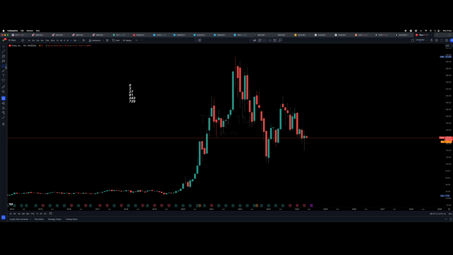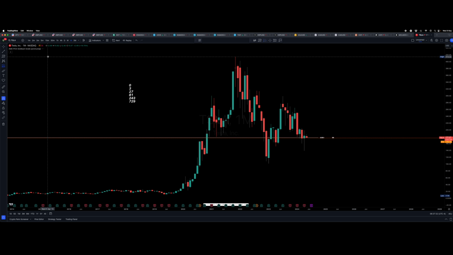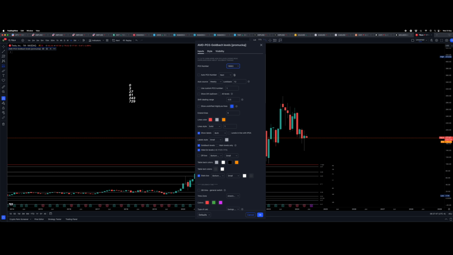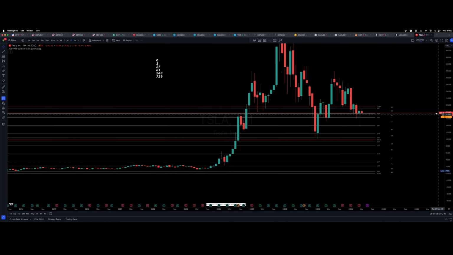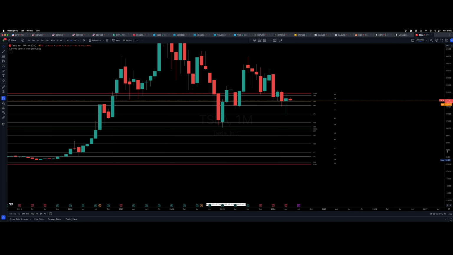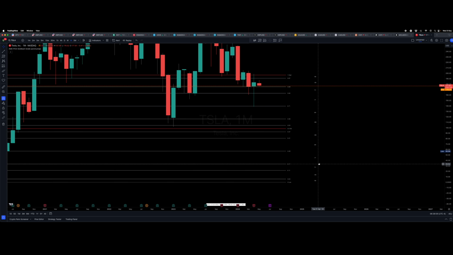Let me draw this out for you. Actually, let me show you the indicator first. This is the indicator that I like to use: AMD Power 3 Goldbach levels. If I just use an arbitrary number just to show you the theory, this is not the power of 3 to use for Tesla. I just want to show you what a Goldbach dealing range is. This is essentially a Goldbach dealing range from 0 to the high, and within it, predefined by mathematics, are where the premium discount arrays should fall.